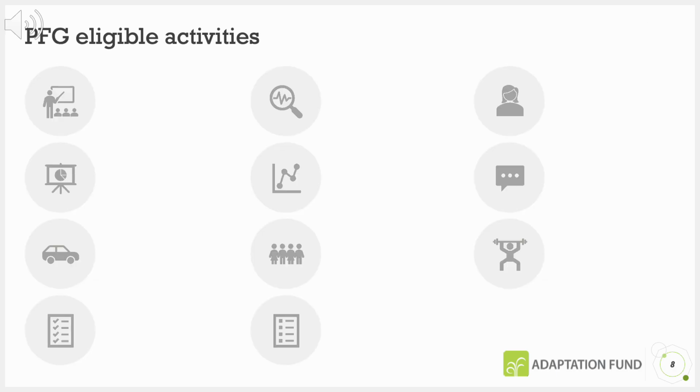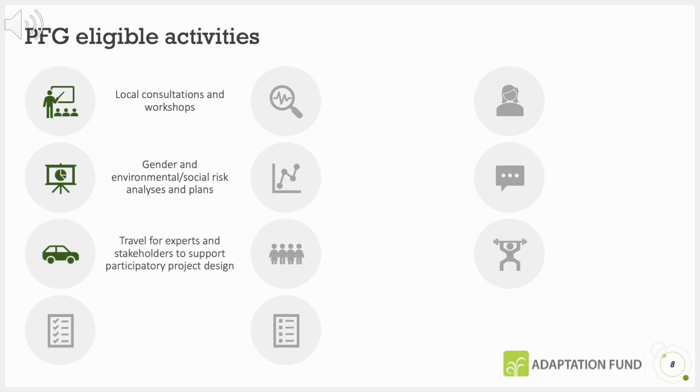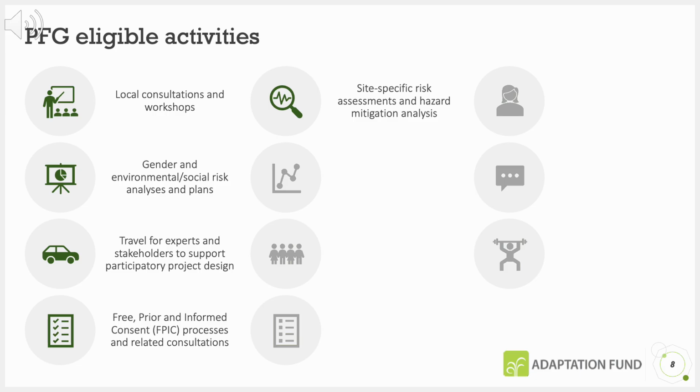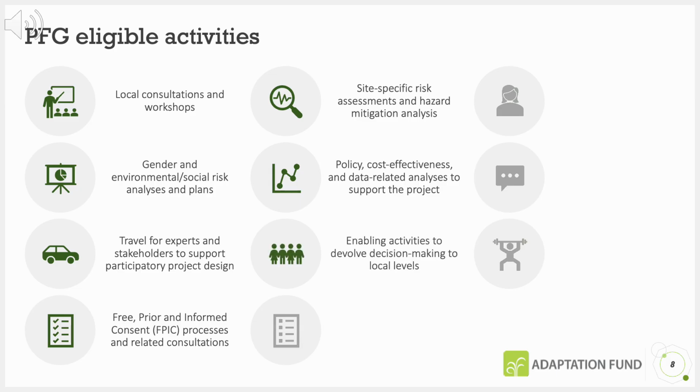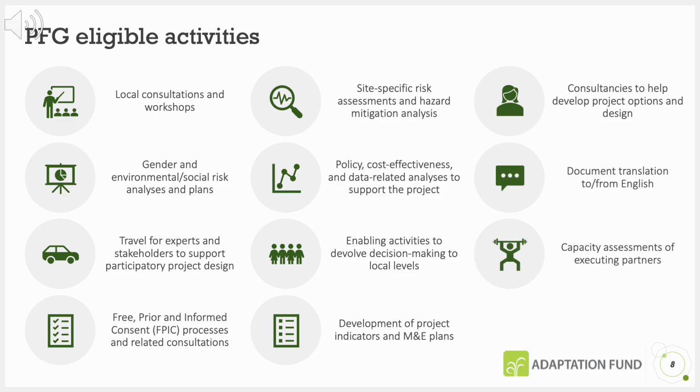The following activities are eligible for support under the PFG: local consultations and workshops, including translation and preparation of background materials, gender and environmental or social risk analysis and the development of corresponding plans, travel for experts and stakeholders to support participatory project design, free, prior and informed consent processes and related consultations, site-specific risk assessments and hazard mitigation analysis, policy, cost-effectiveness and data-related analysis, enabling activities to devolve decision-making to local levels, development of project indicators and M&E plans, consultancies to help provide project options and designs, document translation, and capacity assessments of executing partners.